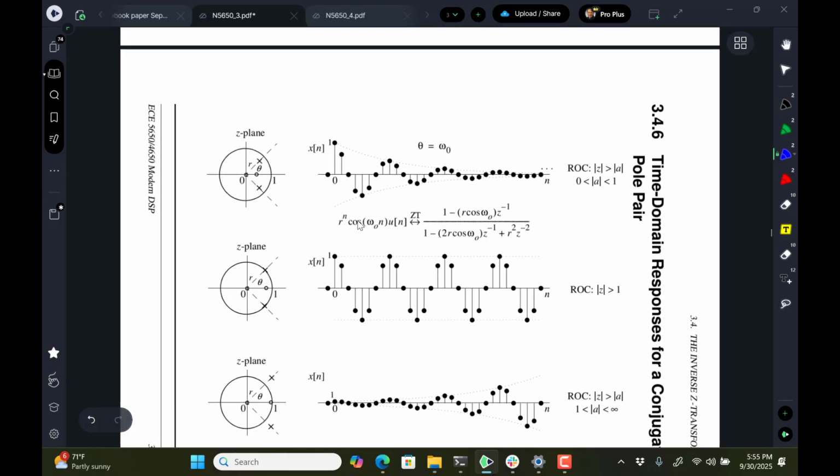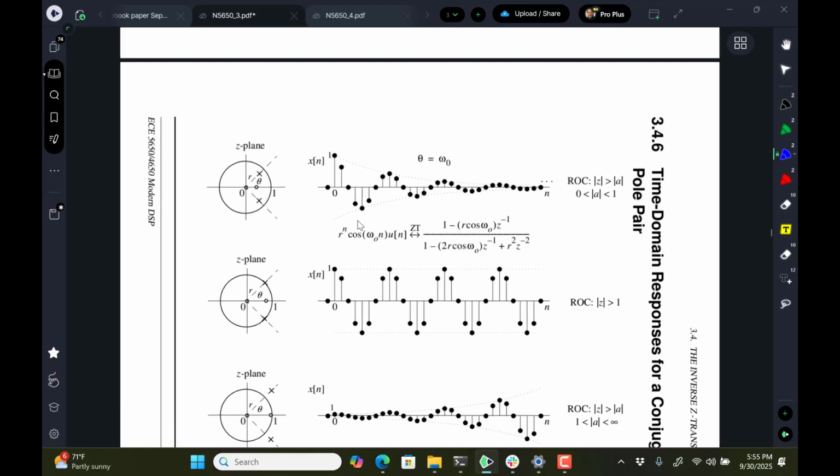The final case in here is if we have complex conjugates. So this is the example we were going through with the conjugate poles and the conjugate coefficients. So this would be two poles inside the unit circle. Inversely transform that, it will be decaying.